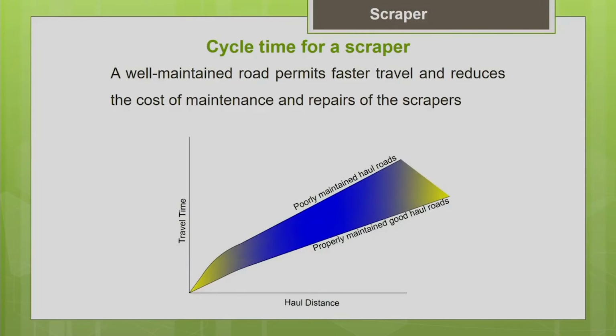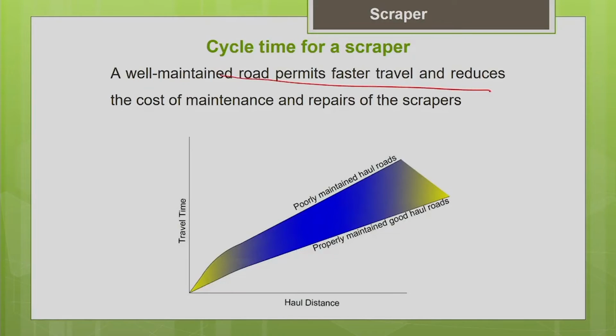This picture clearly shows the benefits we get by maintaining the haul route. This is just a schematic picture which shows how a well maintained road permits faster travel, and it reduces the cost of maintenance and the repair of the machine also. If you maintain your haul route, you can increase the life of your machine. The cost of maintenance and repair, that is your operating cost, you can reduce, and you can also extend the lifetime of your machine. So, there are so many benefits of maintaining the haul route.